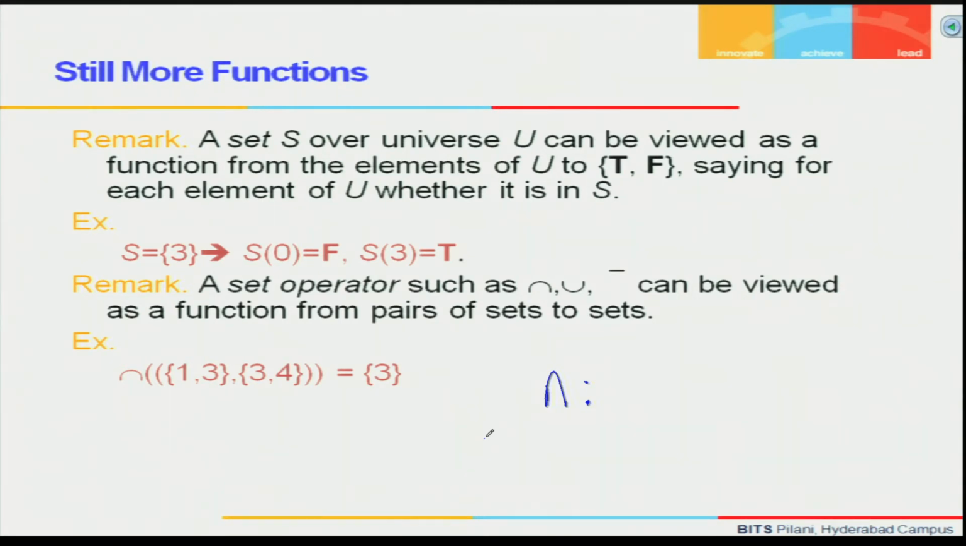Basically any set operator, binary or unary, like union or intersection, can be viewed as a function from pairs of sets. They take a pair of sets and give another set, isn't it? When you take a pair of sets like {1, 3} and {3, 4}, you get another set. That is how the operators work.